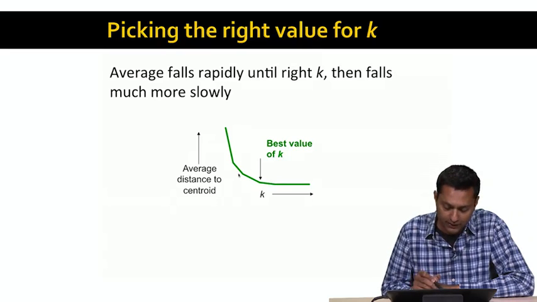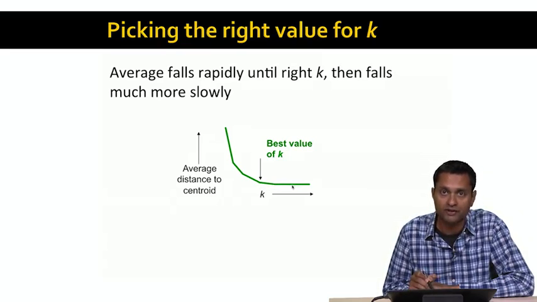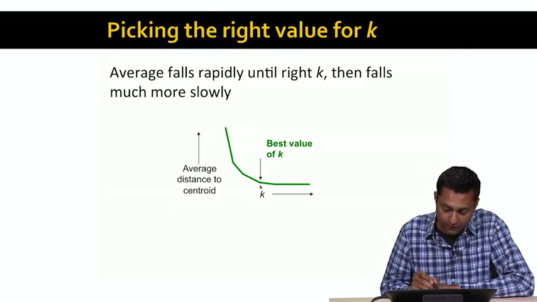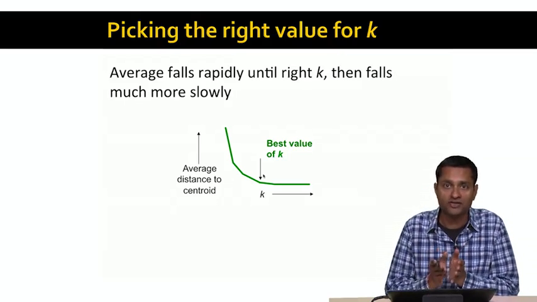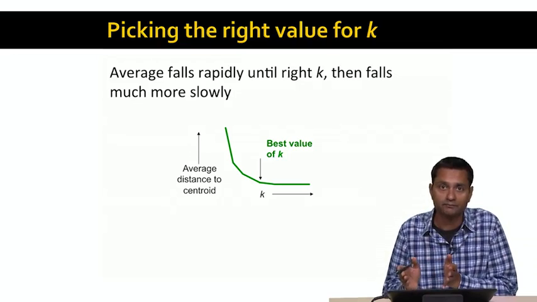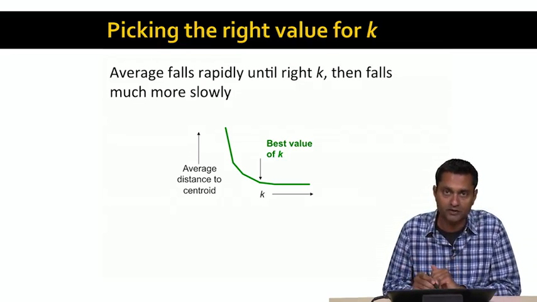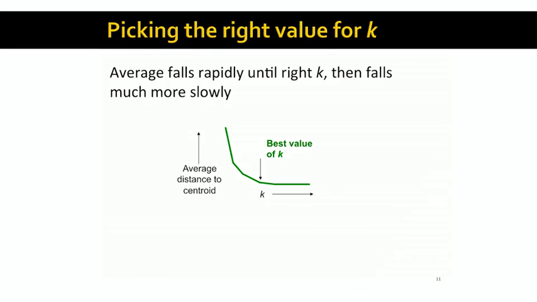But at some point, there's a knee in the curve, and the average distance to the centroid falls only very slowly. The obvious thing to do is to pick a value of k that's close to the knee of the curve, where you get a fairly low average distance to the centroid without too high a value of k. So in this case, the best value of k is the one that's shown in the picture.